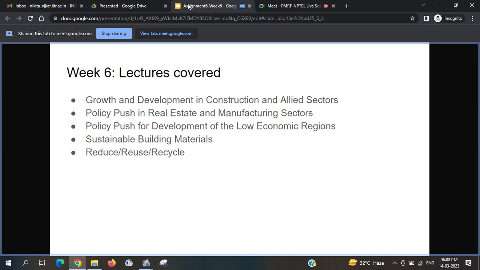Then you would have studied a little bit about sustainable building materials, and then the principle of reduce, reuse and recycle, which is a principle for more sustainable consumption patterns and patterns for reuse and recycle of all the materials that we use. So these are the lectures which you would have covered this week.